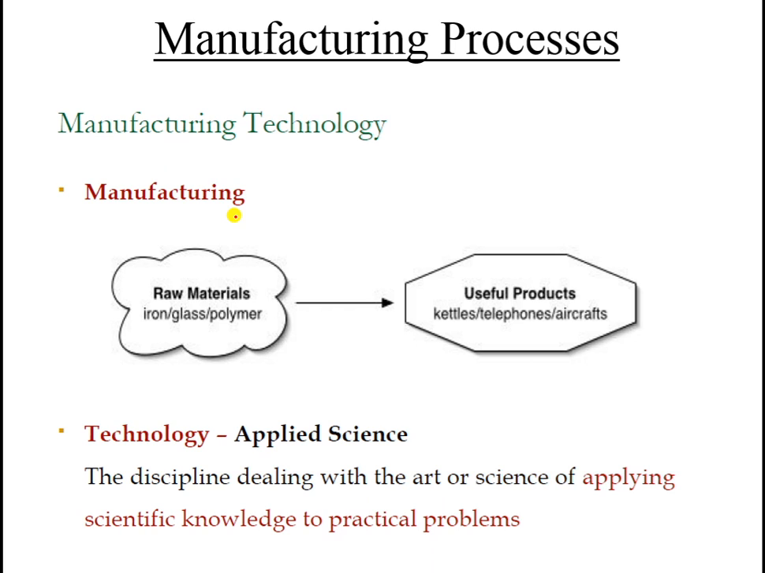different materials. Now, if you see this particular figure, it explains how raw materials, that may be iron, glass, or polymer, undergo certain kinds of processing to convert them into useful products like kettles, telephone parts, aircraft parts, etc. Basic scientific principles are responsible for converting these raw materials from their initial state to the final useful state of the product.